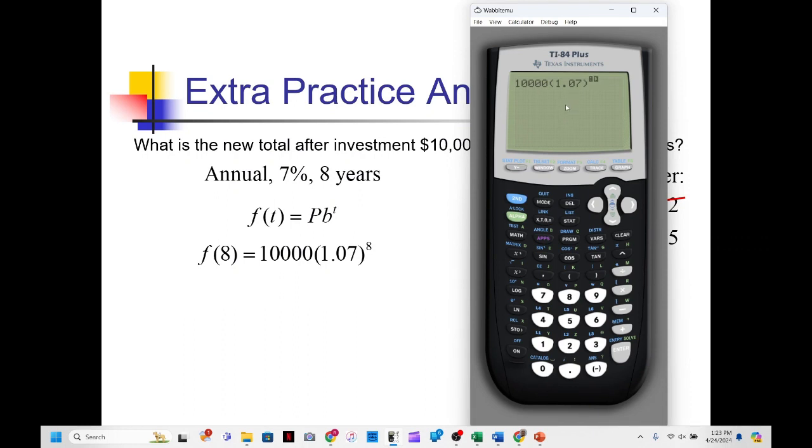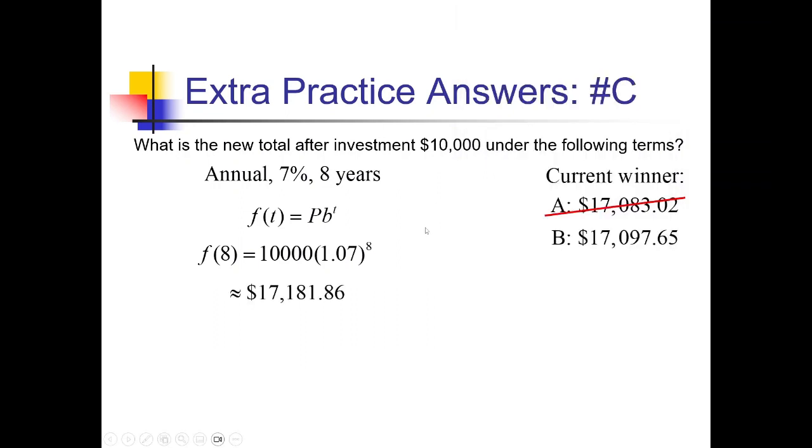So I'm going to do most of my calculator entry off camera at this point and just show you kind of what I've got entered in here before I press enter. So we've got enter for that, 17,181 and 86 cents. And that is quite a bit higher, by almost 100 higher than Plan B, which was the previous winner. So Plan B is no longer the winner. This plan, even though it was only 8 years, still gives us a better return. So that's the new winner, Plan C.